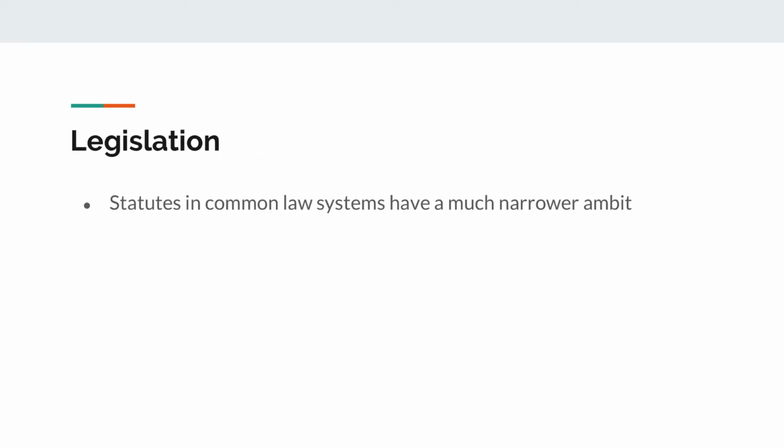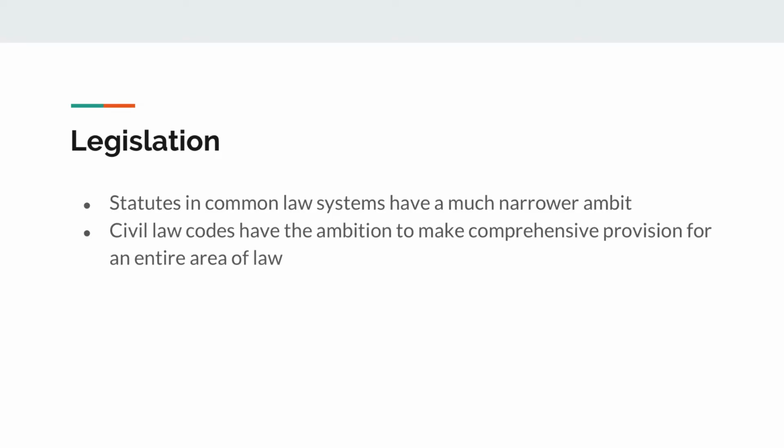Let's look at legislation. Legislation in the common law tends to have a very narrow scope, and they are usually intended to fit into whatever existing case law there is. Civil law codes, however, are designed to create a comprehensive provision for an entire area of the law, such as consumer law. And a civil code will supersede all pre-existing law in that area. Maybe not so with common law legislation.